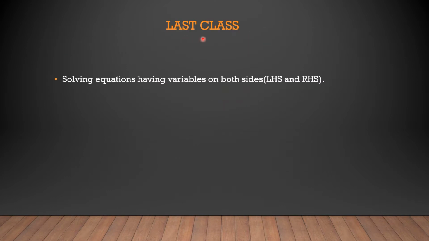In the last class, we solved equations having variables on both sides, that is, the left side as well as the right side, in which we saw that we have to take all the variables on one side and all the constants on the other. Okay, there is no fixed rule that the variable should be on the left, because it can be on both sides, no issue. Still, it will be an equation.